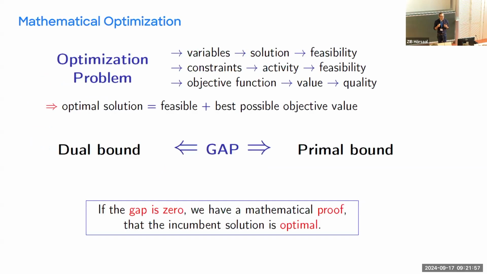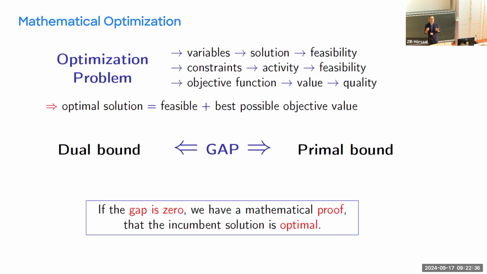All right, so what is mathematical optimization about? Optimization problems consist of variables. Variables is how you describe your actual solution, and of course are related to feasibility. Then you have constraints. Constraints you can evaluate whether they are feasible or violated. And then you have the objective function, which tells you how valuable a solution is, what the quality of a solution is. And all this together, if you have a feasible solution with the best possible objective value, you have an optimal solution. That's always our goal.